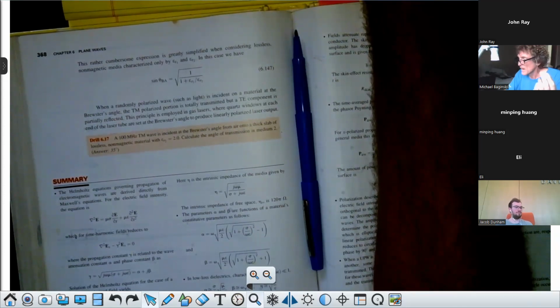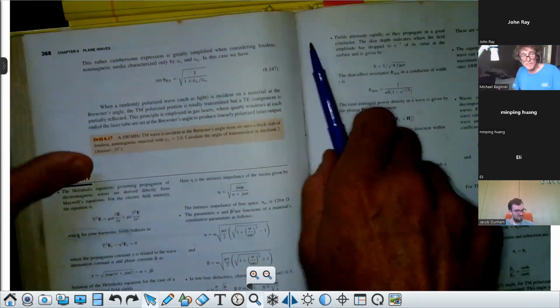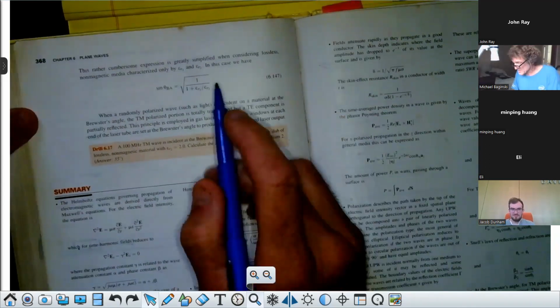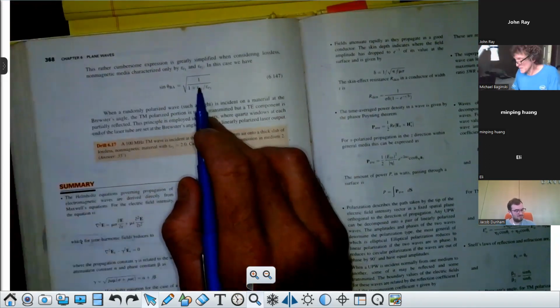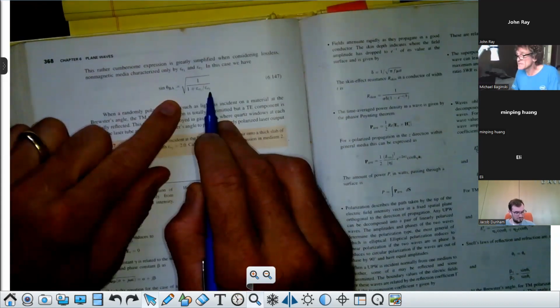All right. I hope that killed it. I'm going to go here. I'm going to do this on MathCAD in a second. So epsilon relative 1 is just 1 because it's air. Epsilon relative 2 is 16, correct? Isn't that what the problem states?